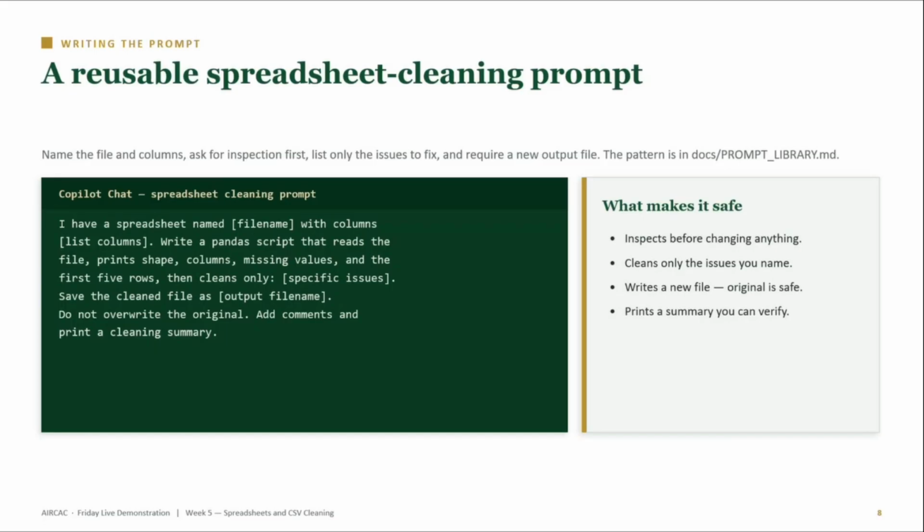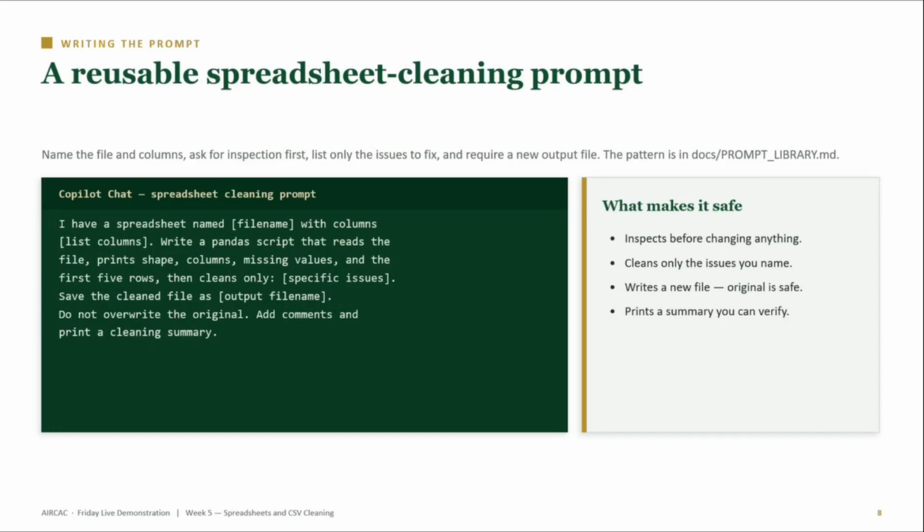So this is a reusable spreadsheet cleaning prompt. It's just an example, but you can modify it. I have a spreadsheet named, and you give the name with the columns, listing the columns that you have. If you don't have them, just ask Copilot to read the file and print me the list of the columns. This is just the first step.